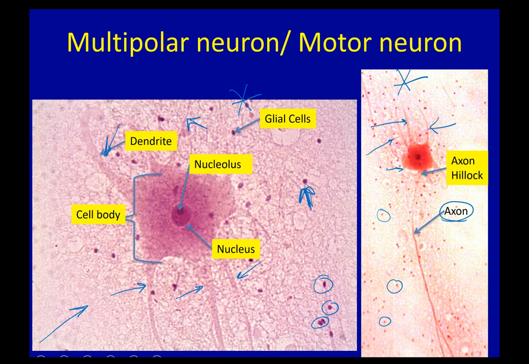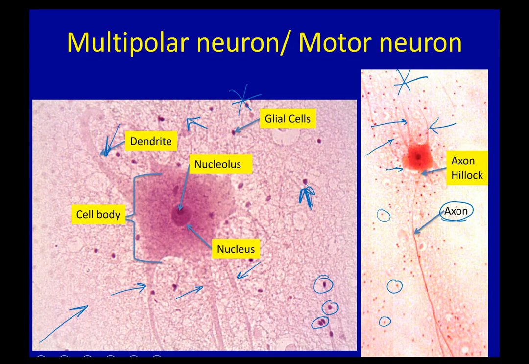So that is the one slide that I want you to know for the nervous tissue. When we get to the later chapters, when we're actually looking at the nervous system, you'll have to know more slides. But for right now, this is the only one I'm asking you to know for nervous tissue.